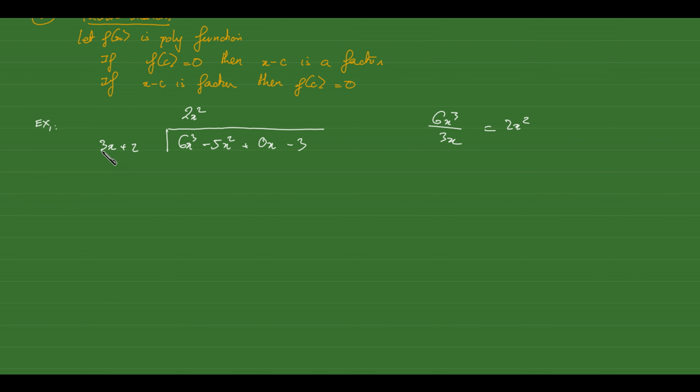Take the first term of the divisor and the first term of the dividend. Multiply them back, the same way as you learned division in elementary school. So 2x squared times 3x is 6x to the third. 2x squared times 2 is 4x squared. Then you do subtraction: 6x cubed minus 6x cubed gives 0, and negative 5 minus 4 is negative 9x squared. You subtract the whole thing, then drop the next term down.